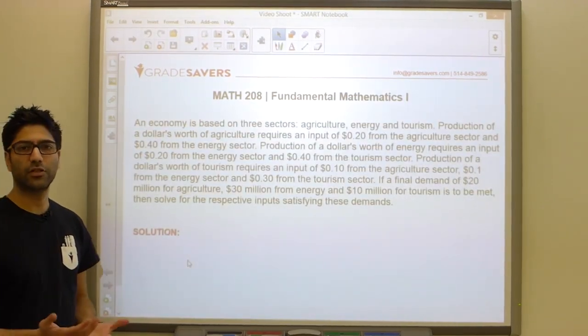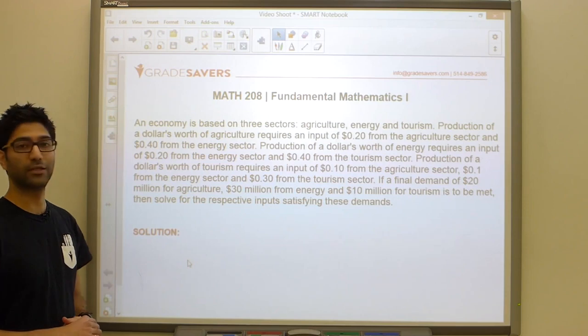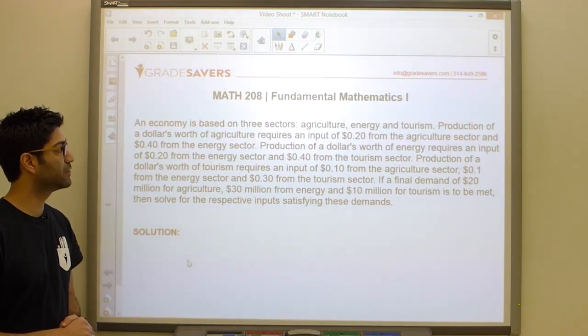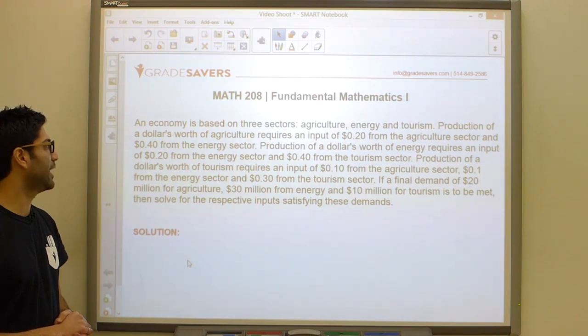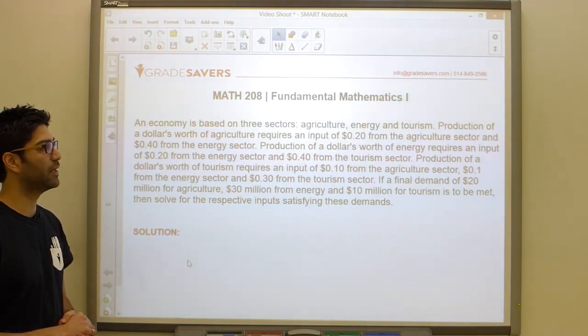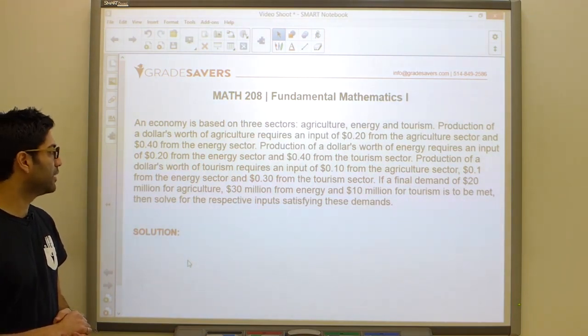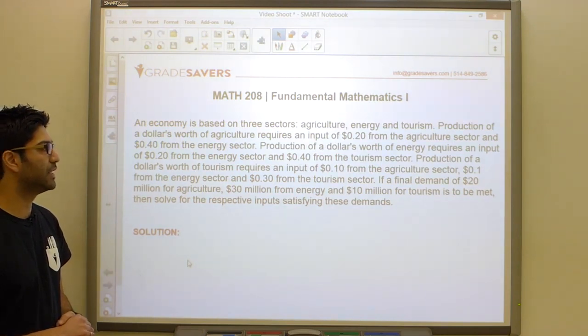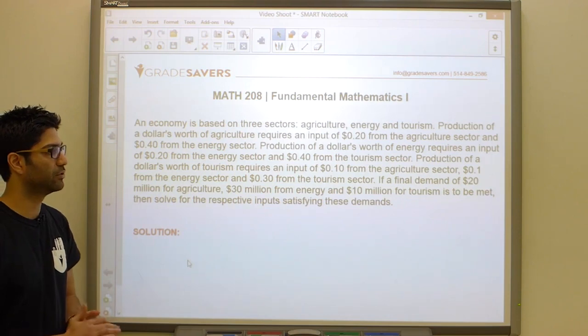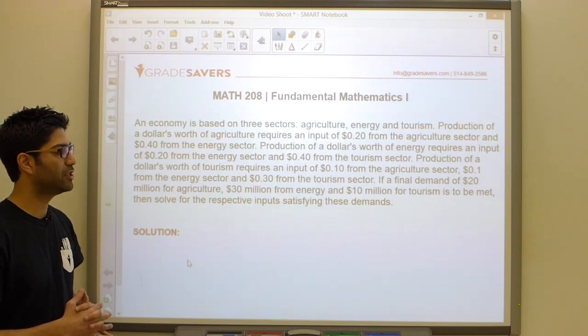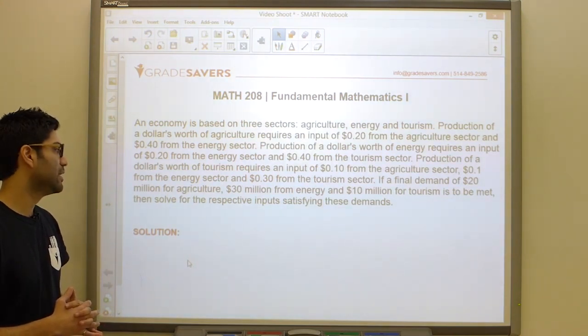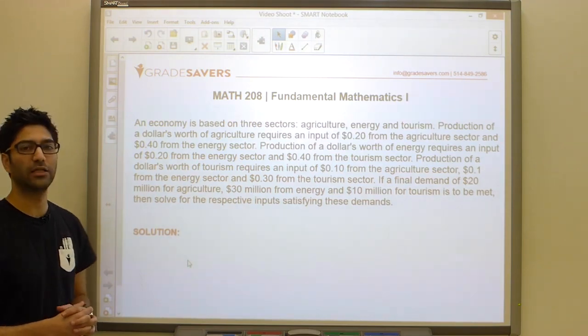So the problem essentially is asked similarly all the time. Here it says that an economy is based on 3 sectors: agriculture, energy, and tourism. Production of $1 worth of agriculture requires inputs of 20 cents from the agriculture sector and 40 from the energy sector. Production of $1 worth of energy requires inputs of 20 from energy, 40 from tourism. And lastly, production of $1 worth of tourism requires inputs of 10, 10, and 30 from agriculture, energy, and tourism respectively. Now, if a final demand of 20 million for agriculture, 30 million for energy, and 10 million for tourism is to be met, then solve the respective inputs satisfying these demands.